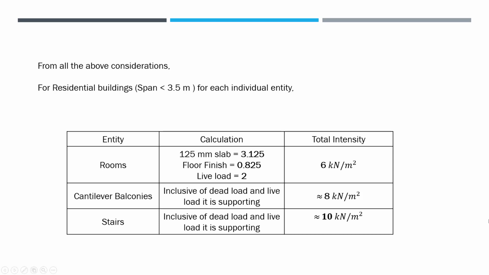Similarly, we can get the values for cantilever balconies and stairs to be 8 kilonewton per meter square and 10 kilonewton per meter square respectively. The values obtained for balconies and stairs will be cross-checked when we learn about the design of slabs and staircases. These values are approximate, just for having an idea about what the load intensity will roughly be.